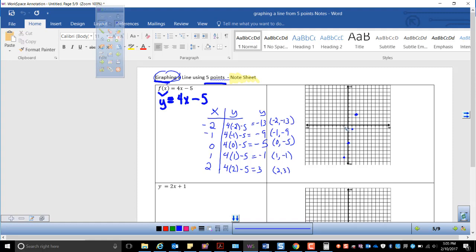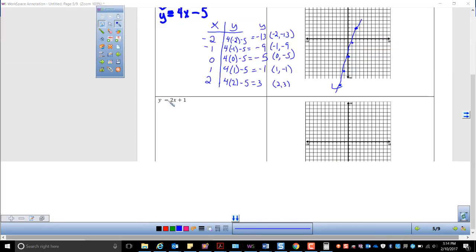And then this one is -2, -13, which isn't on here, so I'm just going to approximate that one because it's too big for our graph. And then you're going to use a ruler, but I don't have a ruler here. You're going to draw a straight line through your points.